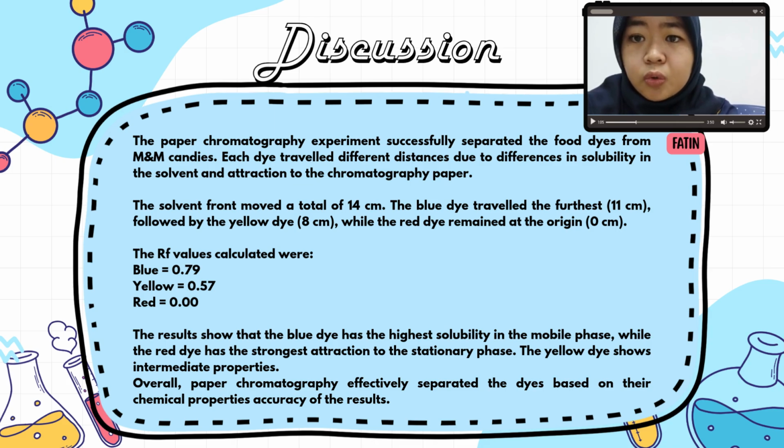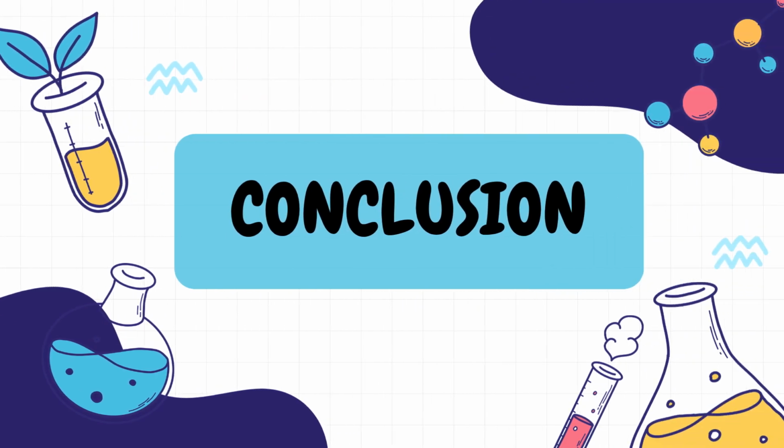So the results show that the blue dye has the highest solubility in the mobile phase, while the red dye has the strongest attraction to the stationary phase. The yellow dye shows intermediate properties. Overall, paper chromatography effectively separates the dyes based on their chemical properties.